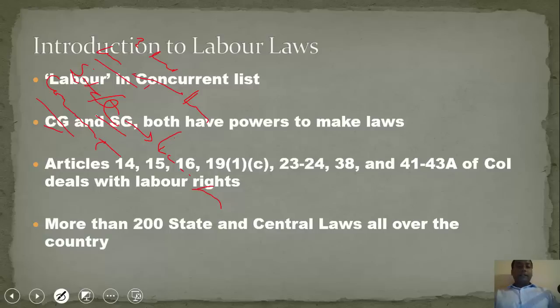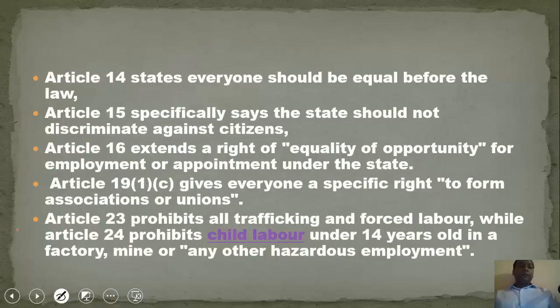Now there are certain articles in the Constitution of India which deal with labor rights. Some of them are Articles 14, 15, 16, 19(1)(c), 23, 24, 38, 41, 42 and 43A. Now, all over India there exist more than 200 state and central laws. Now coming to each article one by one.